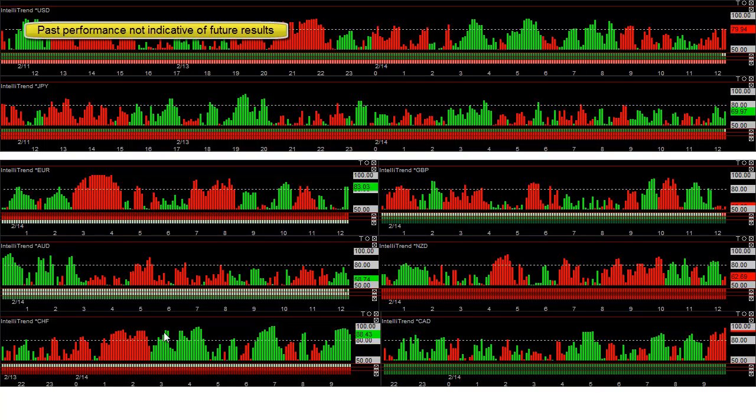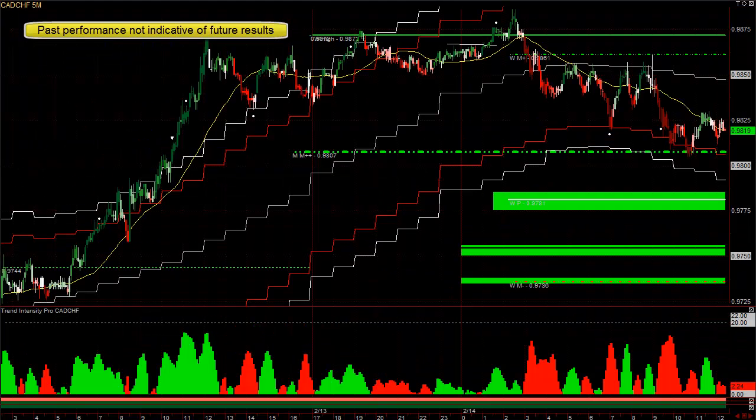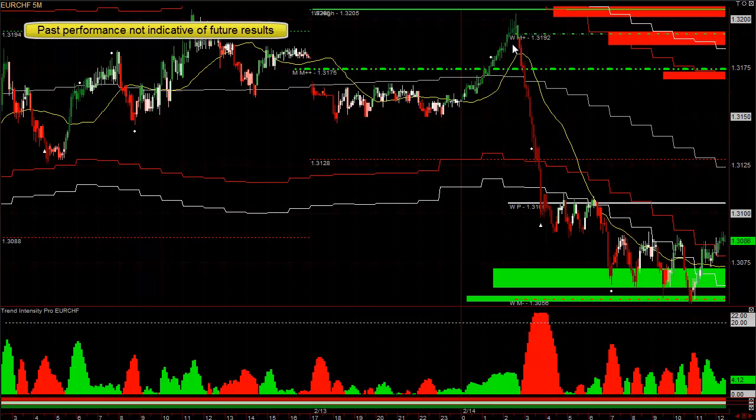So at 3 o'clock, the weak euro, strong Swiss, you'd be better off selling the euro Swiss than the other one. And notice, the drop off right here. It just fell 125 pips.